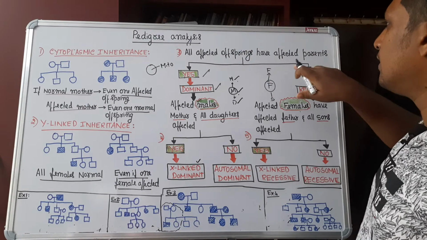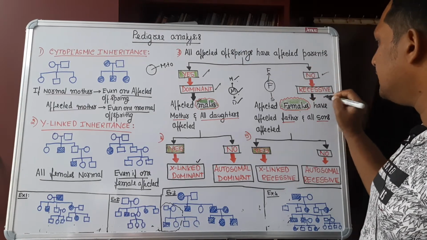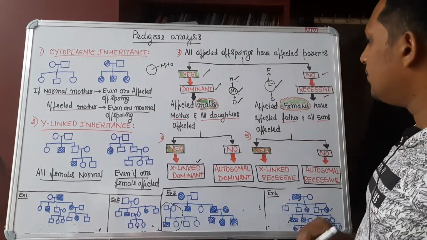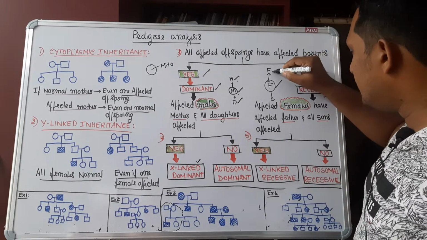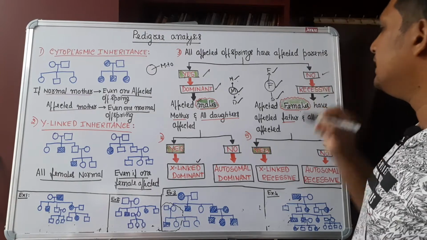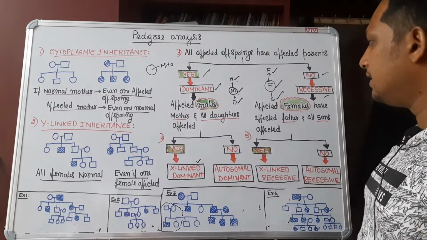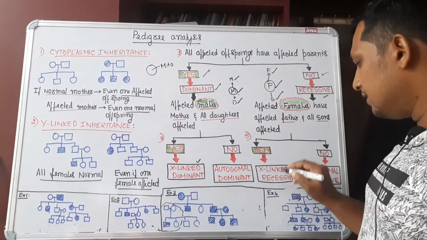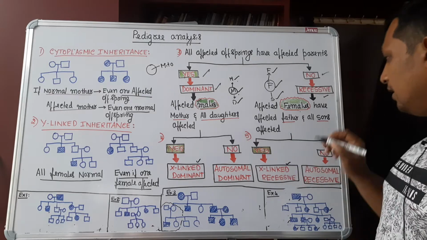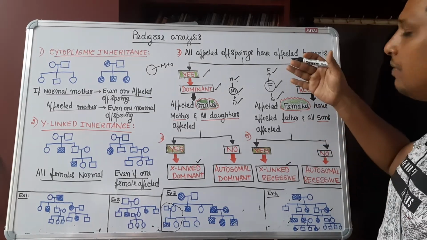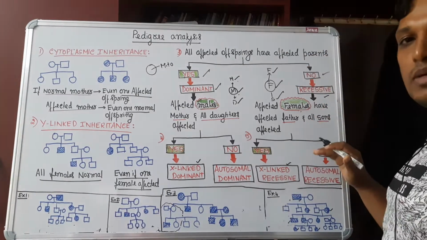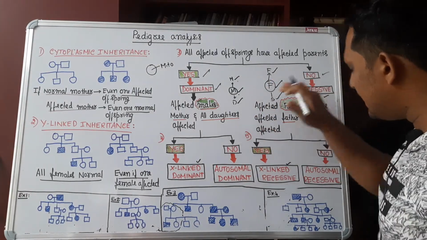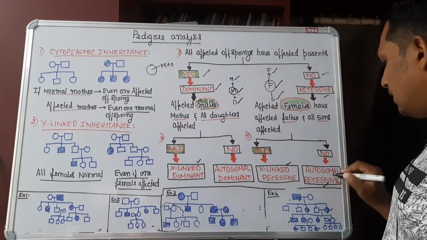If offspring do not have an affected parent, it is a recessive character. There you have to consider a female. An affected female must have an affected father and all affected sons. That is the criteria. If this criteria is obeyed by the particular chart, then it is X-linked recessive. If the affected female has a normal father, or if the affected female has normal sons, or if any of these criteria is not obeyed, then it is autosomal recessive.